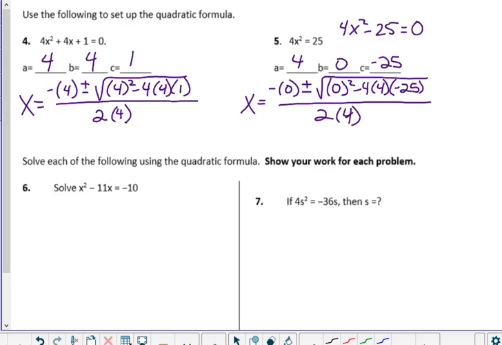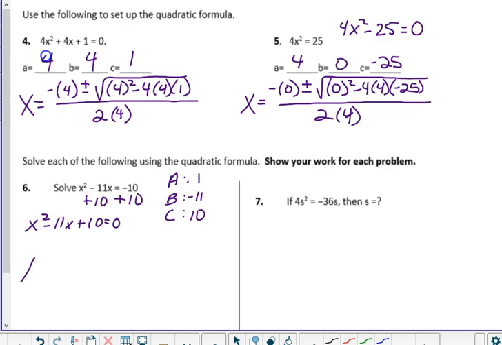Not too difficult. So let's go ahead and solve these two examples using the quadratic formula. So we have x squared minus 11x minus 10. Again, we need to set it up in standard form, so we're going to add 10 to both sides. And that gives me x squared minus 11x plus 10 equals 0. First step, always, always, always make your list. A, B, and C. Our A is 1, B is negative 11, and our C is 10.